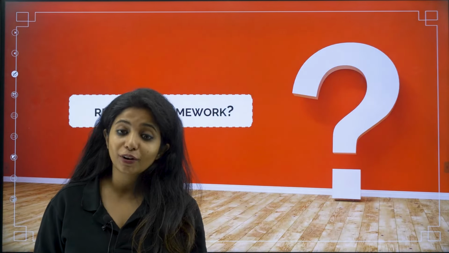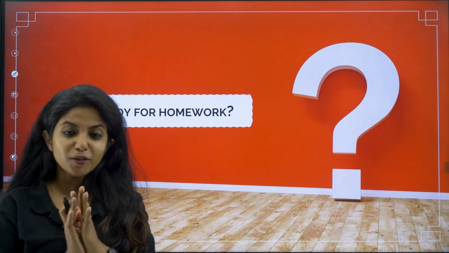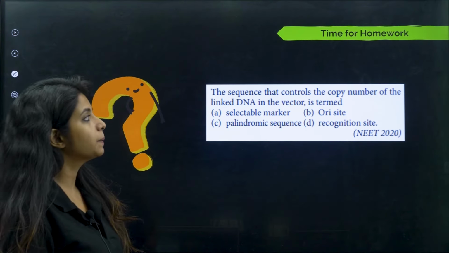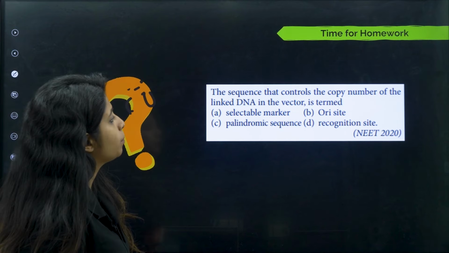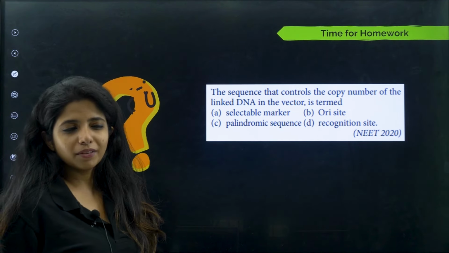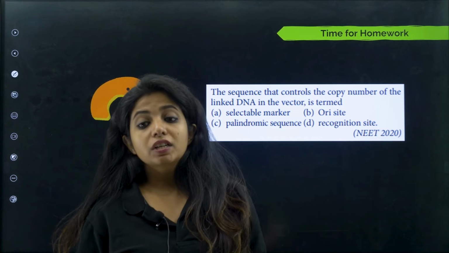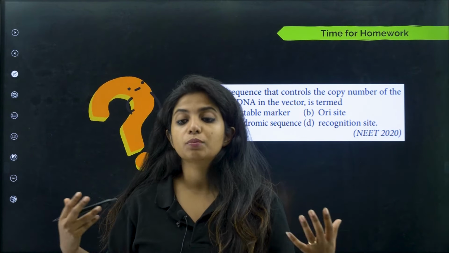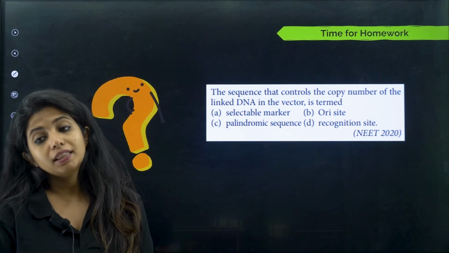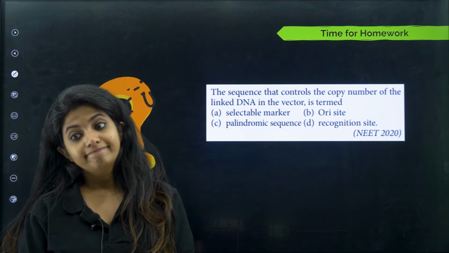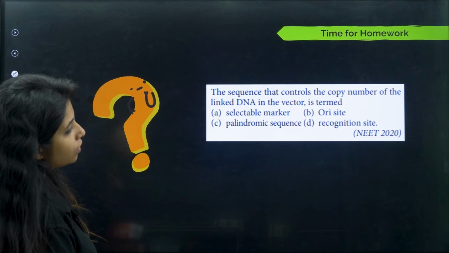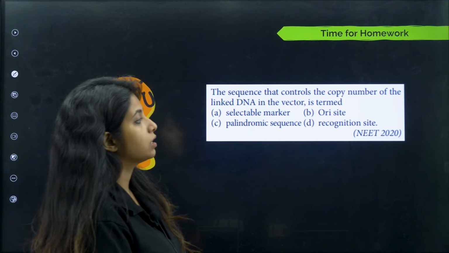Now, are you ready for the homework? Well, even if you're not ready, I have to give you the homework and you have to do it because it is needed. Okay, so this is the homework. It's a very cute little homework. The sequence that controls the copy number of the linked DNA in the vector: copy number is something that helps in replication, which increases the number of copies being made. So what is that sequence that controls the copy number of the linked DNA in the vector? Tell me, what do you call this? Selectable marker, ORI site, palindromic sequence, recognition site.